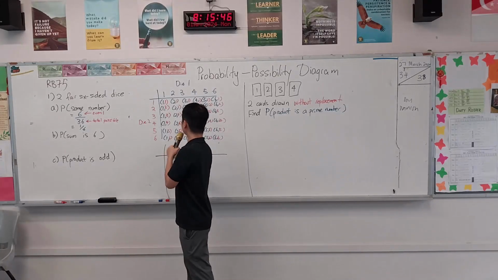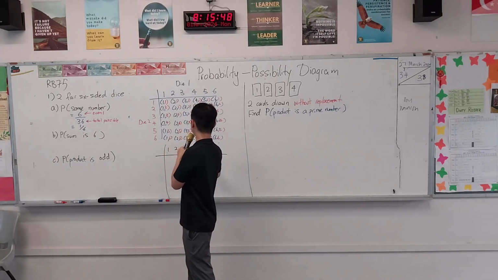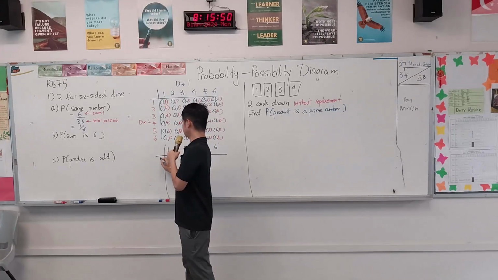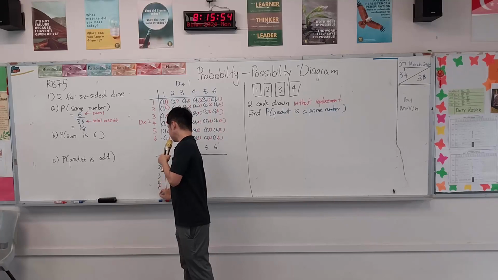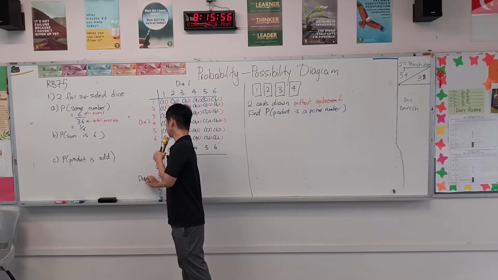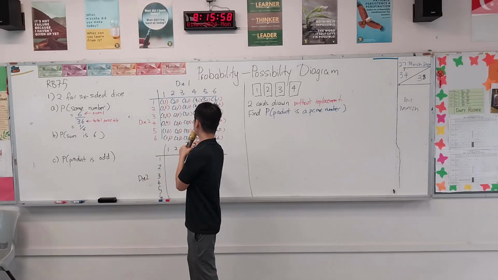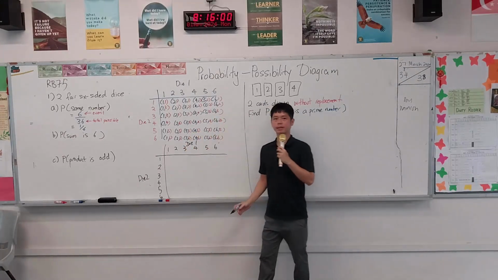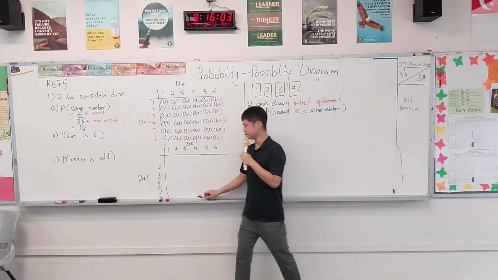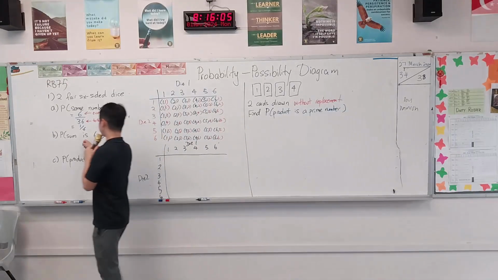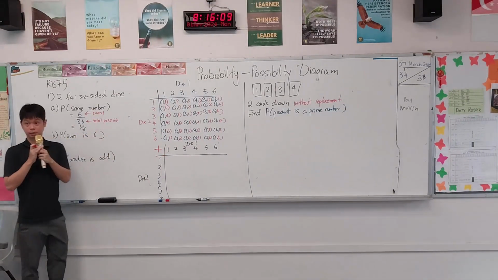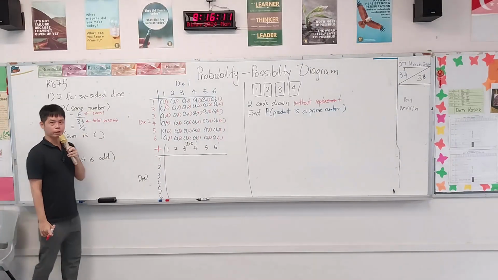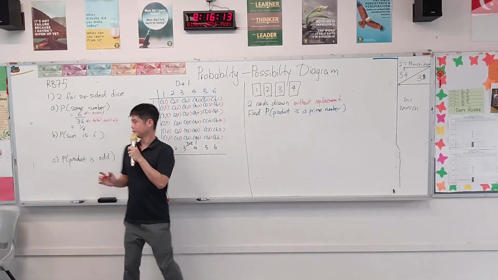So we have 1, 2, 3, 4, 5, 6. I'm going to use the same color now. 1, 2, 3, 4, 5, 6. This is called die 2, and the top one is die 1. It doesn't matter, because what we are going to do now is find the sum. So put a plus symbol here. What you do now is just add them up.